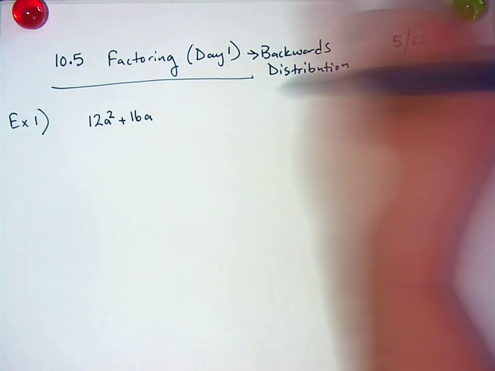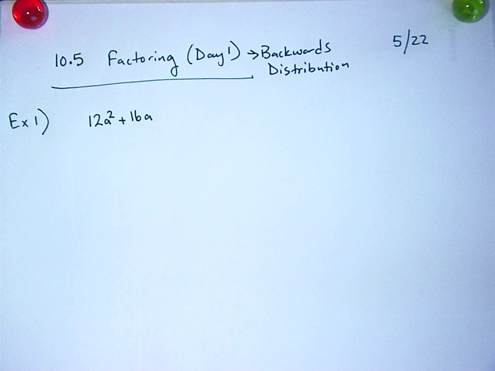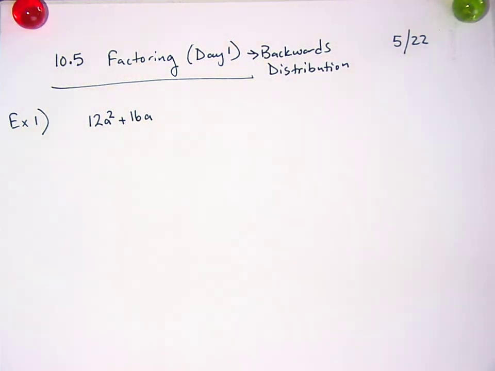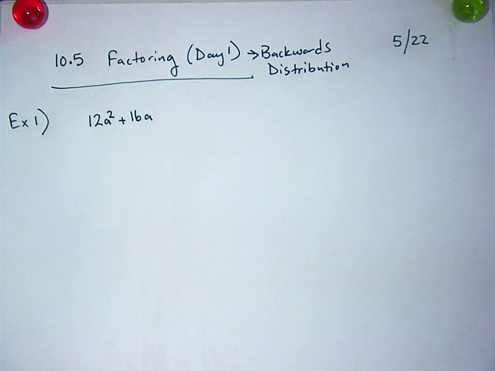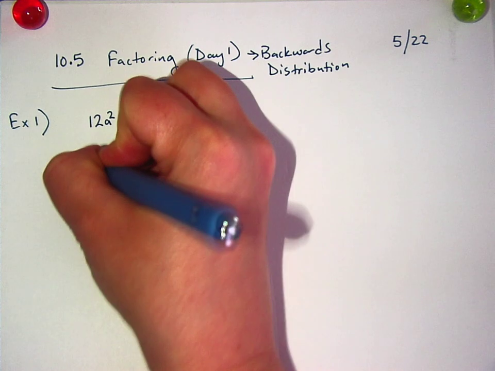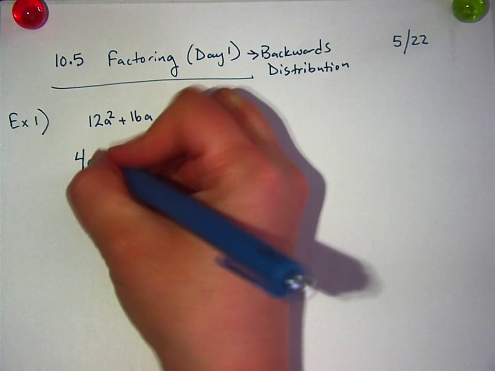So what's in common between 12a squared and 16a? What's in common between 12 and 16? We'll start there. What could I pull out of both? A 4 goes into both. And what did you say, Jaden? An a. Okay, so a 4 and an a go into both.